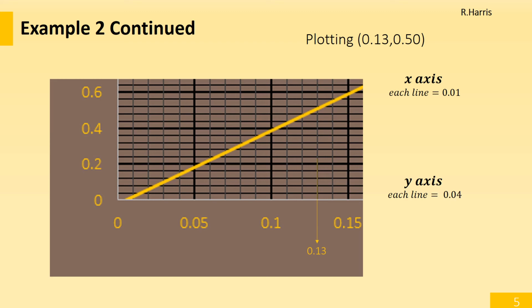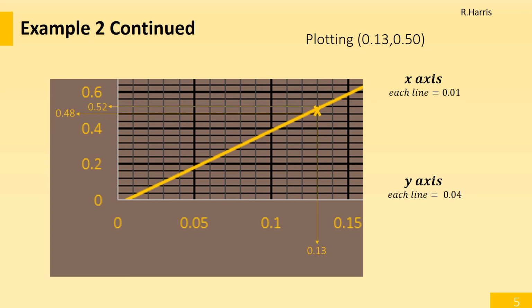For the y-axis, we are plotting 0.5, so it must lie in between 0.4 and 0.6. So counting using the per line value for the y-axis, we get 0.44, 0.48, 0.52, and 0.56. But this time, the value of 0.5 is not so obvious. So looking closely, we know it will lie in between 0.48 and 0.52. Plus, 0.5 happens to be about halfway between these two values, so we know it must lie midway in the space, and we plot the point.